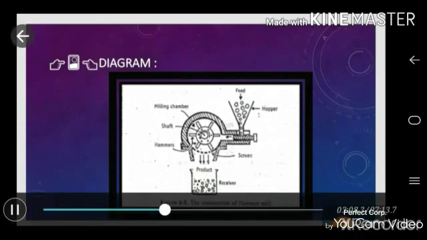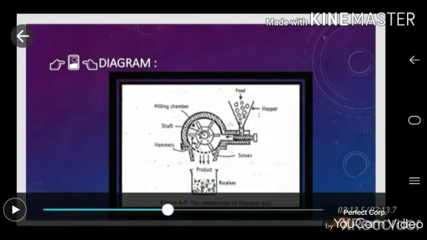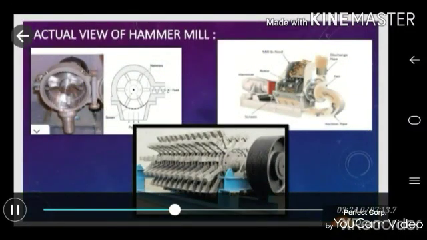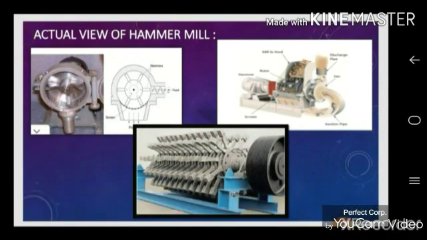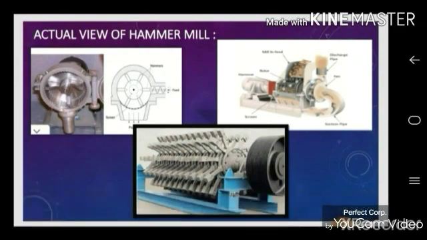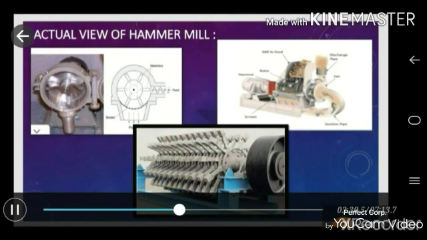or screen which is used for screening the minute particles and separating them from the coarse particles. And finally, there is a receiver at the bottom, so it can receive the finer particles. So this is the picture of how the hammer mill actually looks. Those types of hammer mills are seen in the industries.